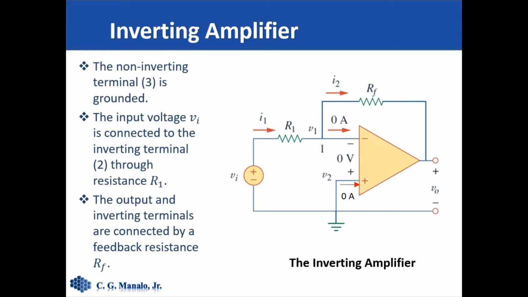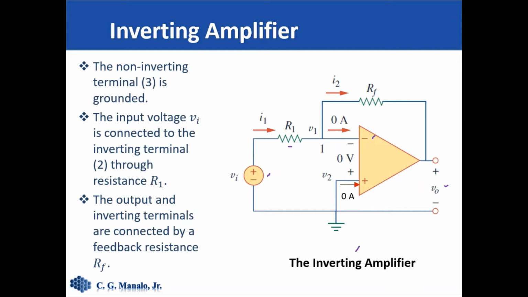We now go to some basic configuration of op-amps. Here we have what is called an inverting amplifier, where the input voltage is connected to the inverting terminal through some resistance. It is called inverting because the output will be the inverse or the negative of the input, aside from being an amplified version of the input.